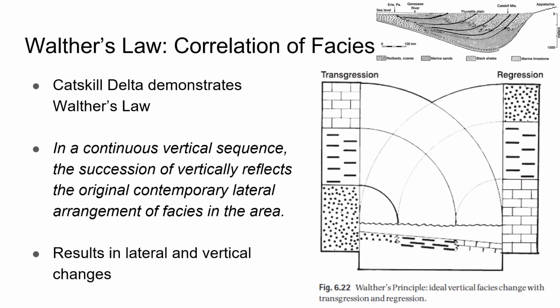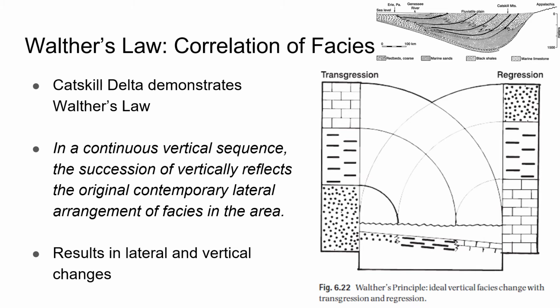Finally, now we can look at Walther's law, because that Catskill delta figure actually shows Walther's law. And Walther's law states that in a continuous vertical sequence, the succession of vertically deposited units reflects the original contemporary lateral arrangement of facies in the area. So for example, figure 6.22.